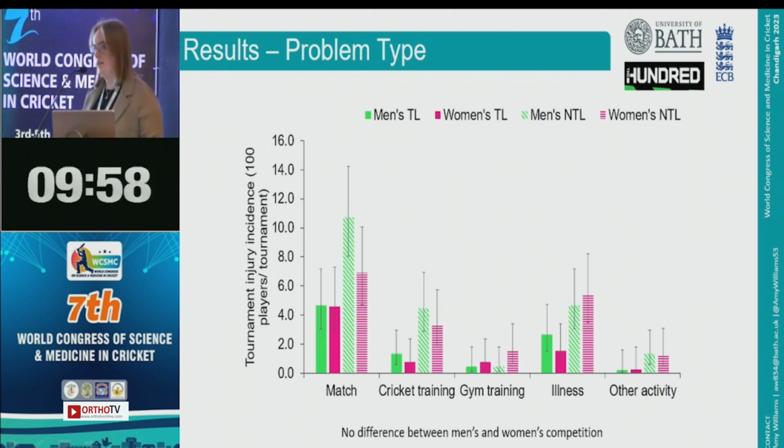So we split that data down to see where these injuries were happening. Along the bottom there, we've got whether they're happening in matches, in what format of training, or if it was an illness. Unsurprisingly, we found the majority of time loss and non-time loss injuries were occurring in the match, which is what we thought. And the rate of time loss and non-time loss was higher than cricket training, gym training, and other activity, which wasn't a particular surprise. But again, we found no difference between the men's and the women's competition.